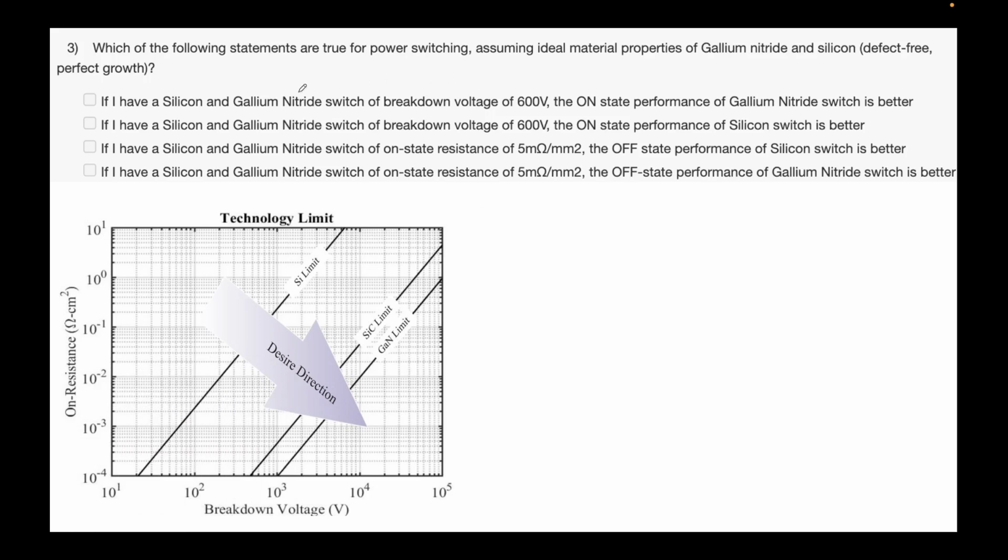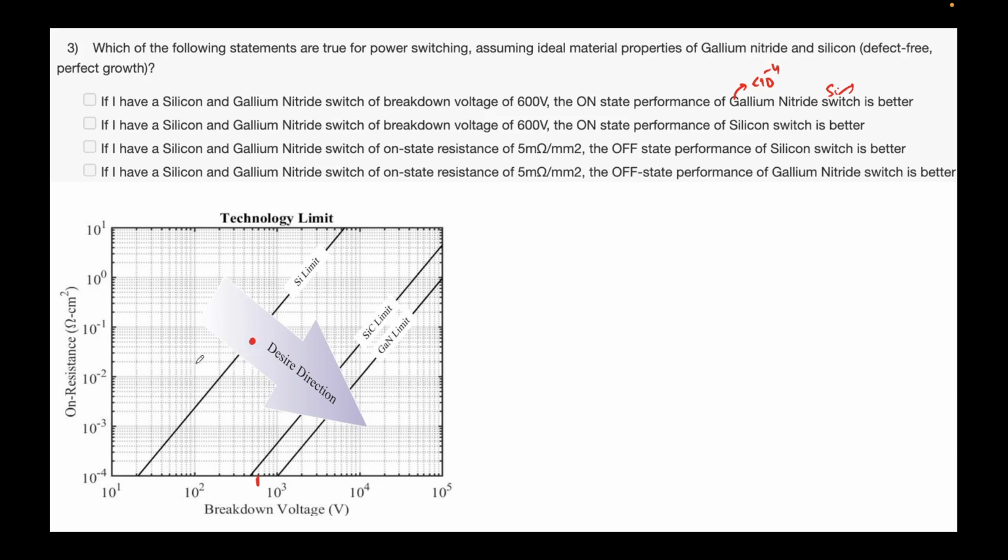Option 1 says silicon and gallium nitride both have a breakdown voltage of 600 volts. So let's find the breakdown voltage of 600. This is 2, 3, 4, 5, 6, so 600 will be here. Which will have the better on-state performance? On-state performance means which will have the lower R-on resistance. At this point, gallium nitride is below 10 to the power minus 4, less than 10 to the power minus 4. For silicon, same option, this is the point that you will get.